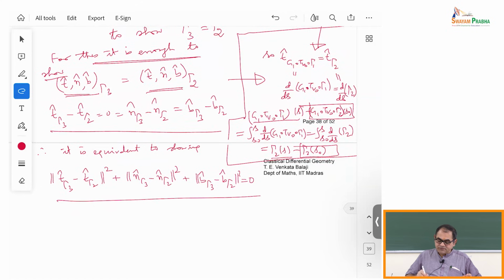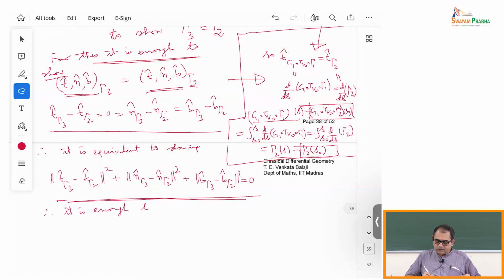But you see, to show that this is 0, you use calculus and say that it is enough to show that the derivative with respect to s, mind you, these are all functions of s, d by ds of that is 0. Then it means that this will be a constant. But the initial condition will tell you that constant is 0, because the Frenet-Serret frames are the same at s naught. Therefore it is enough to show d by ds of this whole quantity here is 0.